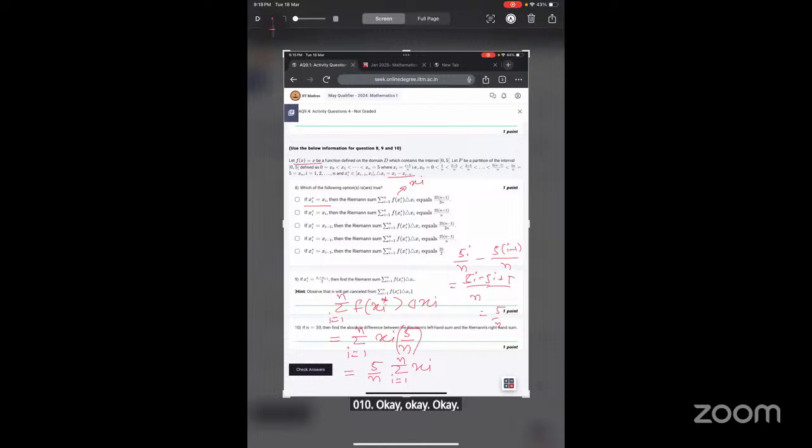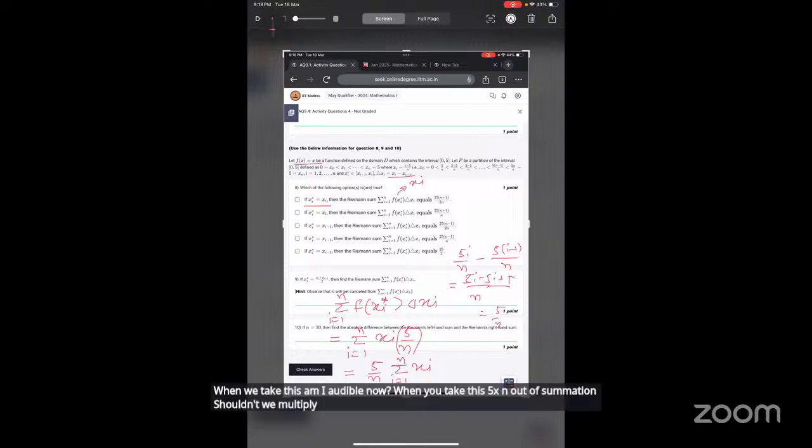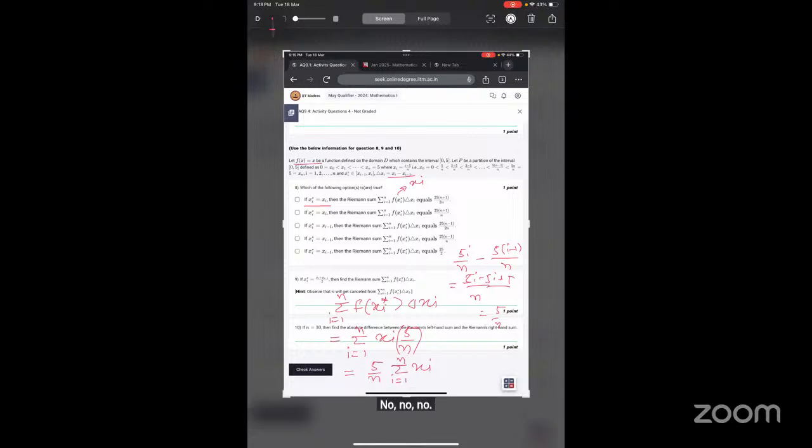Yeah, constant. When you take this 5 by n outside the summation, you have to multiply. You are not audible. Can you try to say it again? When we take this 5 by n, am I audible now? Yeah. When you take this 5 by n out of summation, shouldn't we multiply by n again? No, no, no.